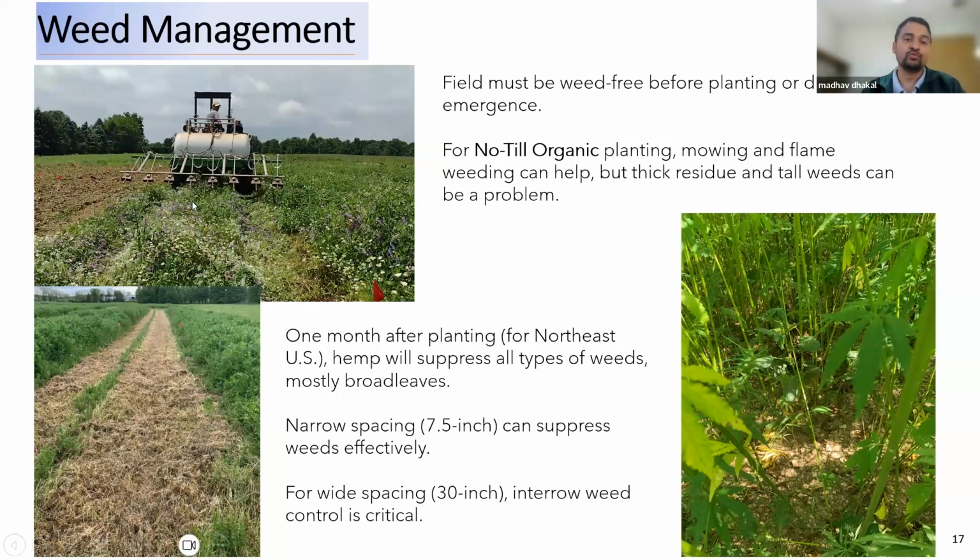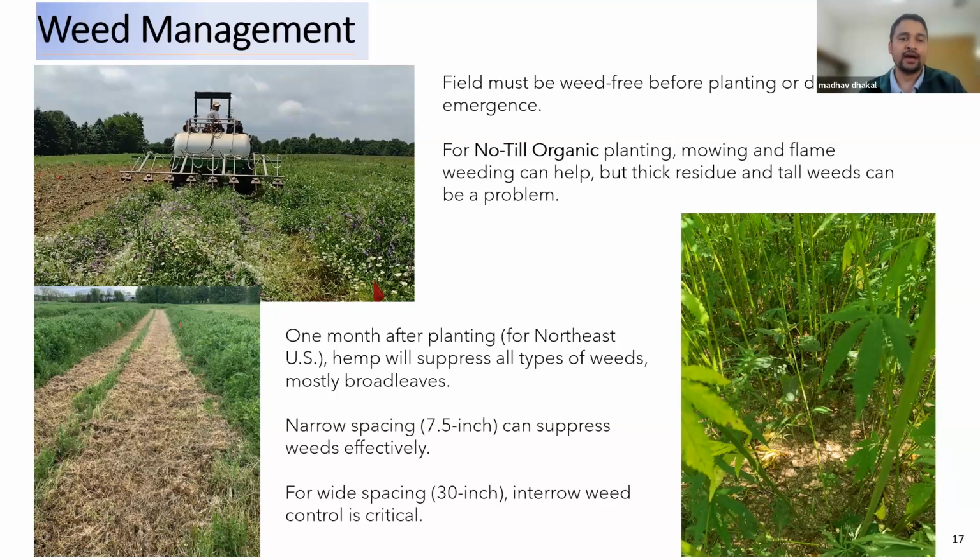We tried to control the weed with mowing it. You can see the picture with the mowing. Especially in summer, weeds can be problematic within a week after you mow it. We also did flame weeding, but it didn't help much. So for no-till organic planting, mowing and flame weeding can be done if the weed size is small, but if they are very big, then it could be problematic to establish the hemp in a no-till system.